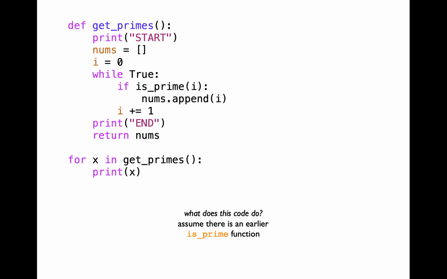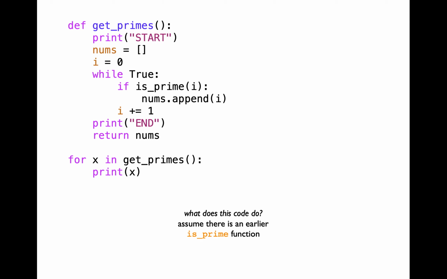Let's go through one more example here. Go ahead and pause the lecture video here, go through this example, and see if you're able to identify what exactly this code will do. Assume that there is a definition provided for the is_prime function, and as per the name, the is_prime function is going to return true or false depending on whether the passed argument is a prime number or not.